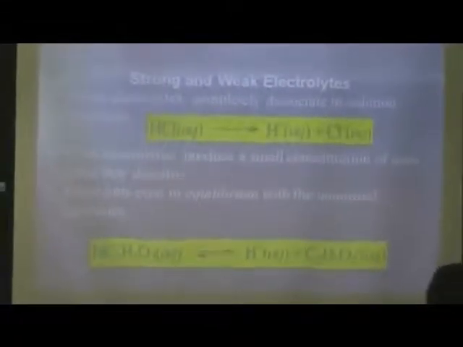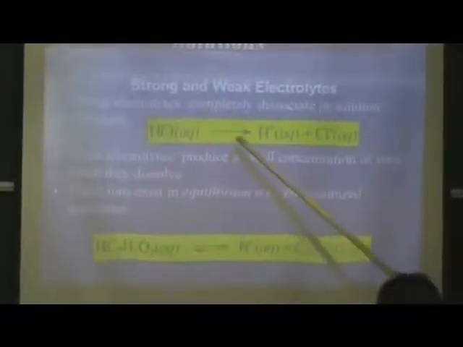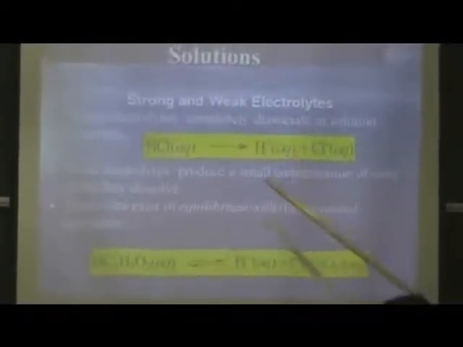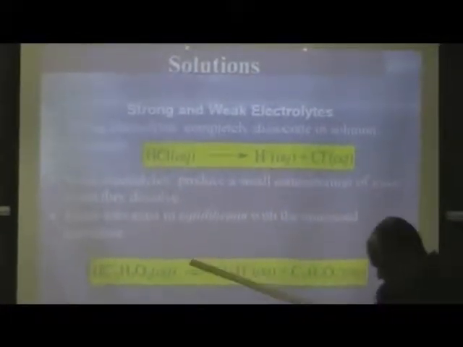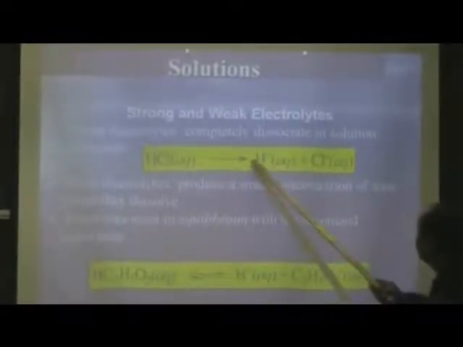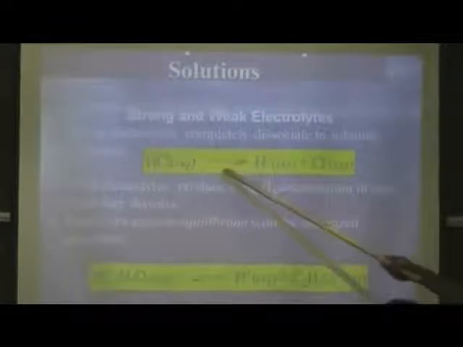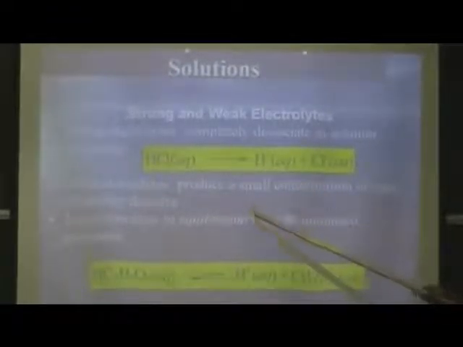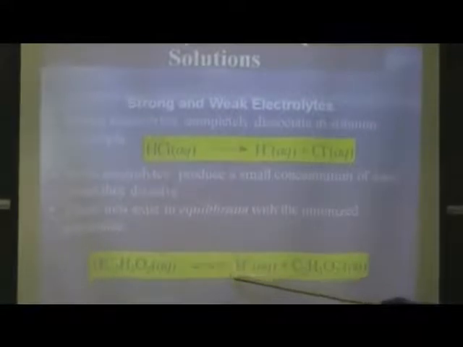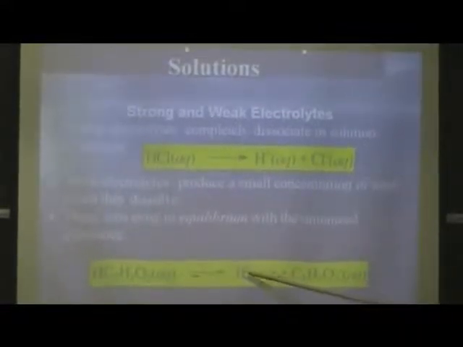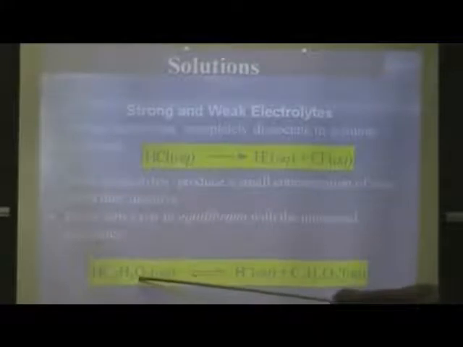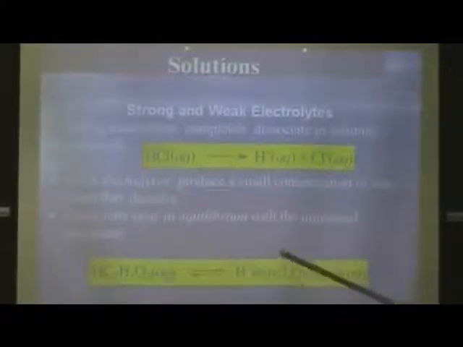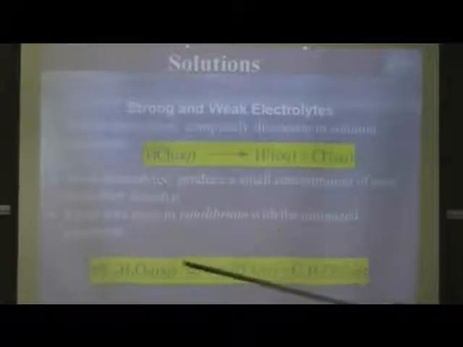Here is a good example. You have two types of reaction. For example, hydrochloric acid is a strong electrolyte, and you will have a hydrogen ion and a chloride ion. This is a forward reaction. In terms of a weak electrolyte, you will have a forward and a backward reaction. That means the ions are coming together, and then it forms a molecule. In other words, in a solution, you will have ions and molecules.